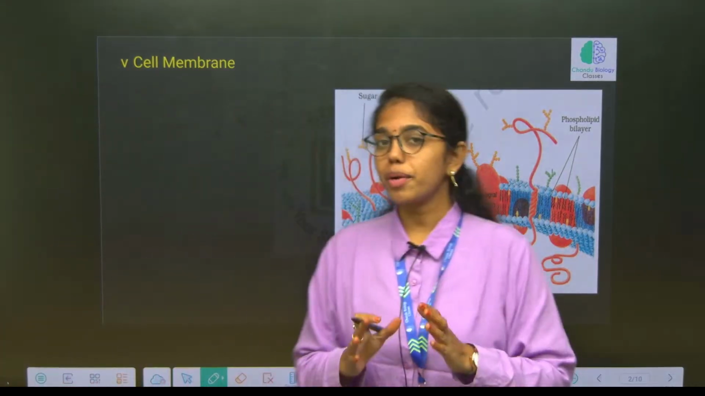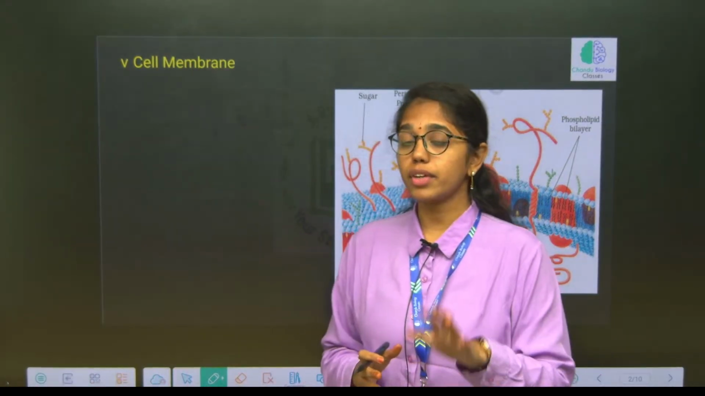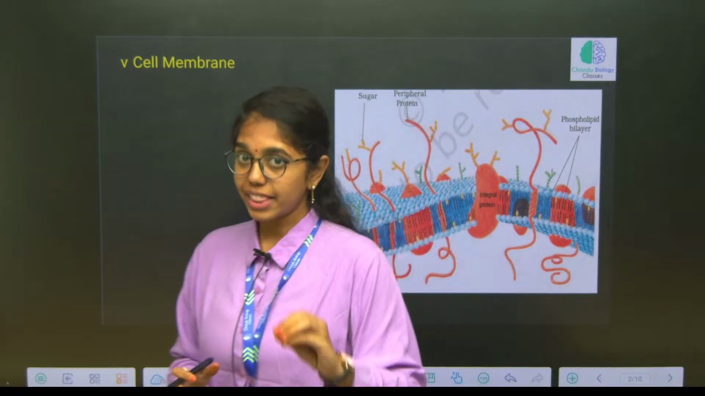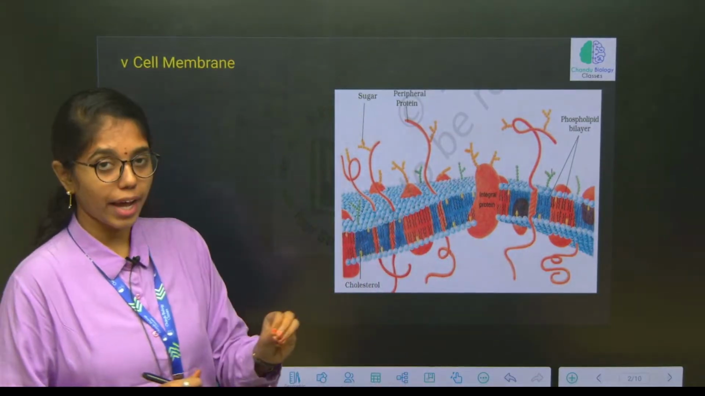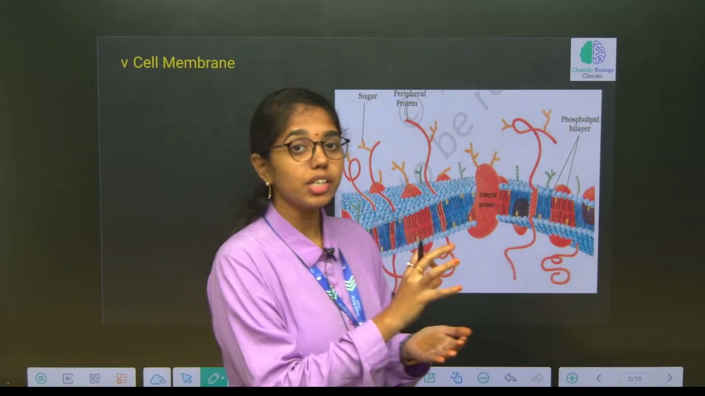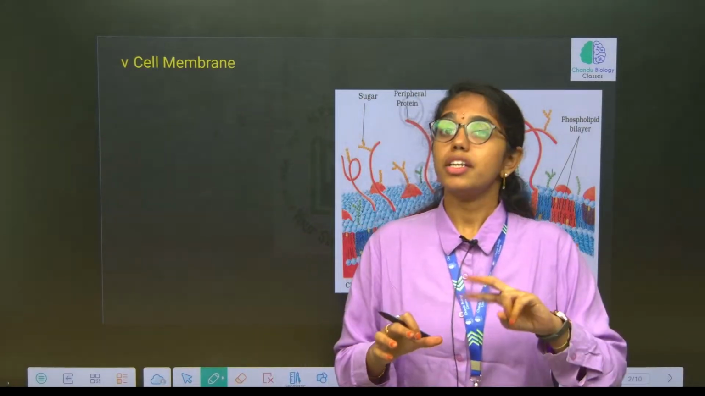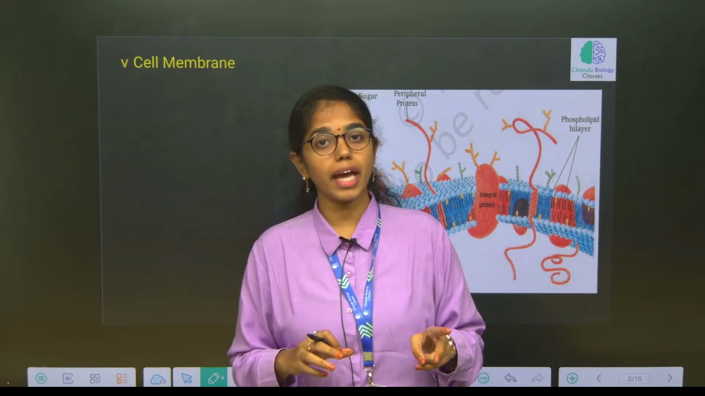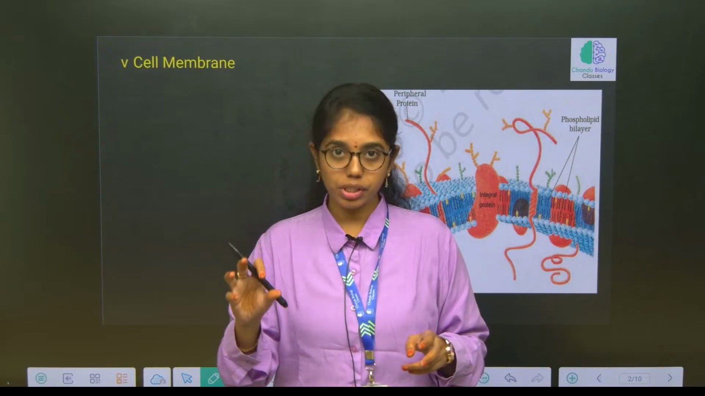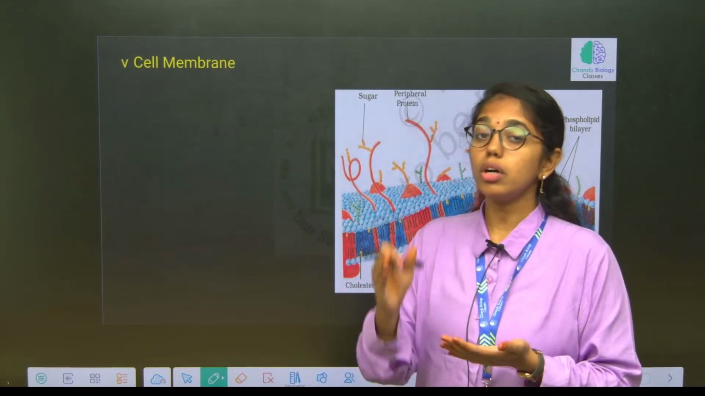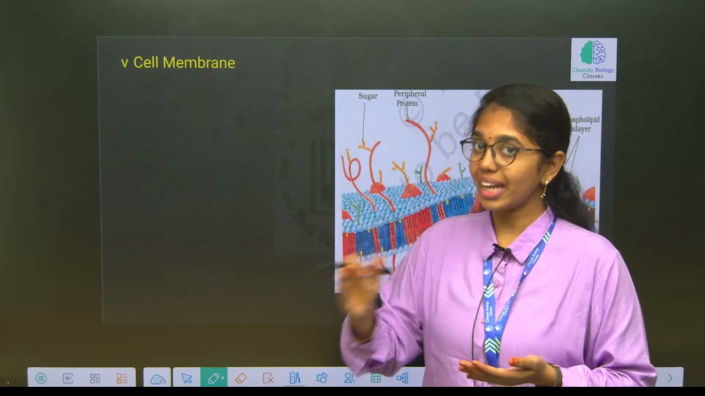So far in this chapter we have dealt with the introduction of cell and cell theory, and then we have looked into the prokaryotic cell and then the plant cell and animal cell in detail, and the differences between prokaryotic cell and eukaryotic cell, and plant cell and animal cell. We have also done the cell wall structure in detail.